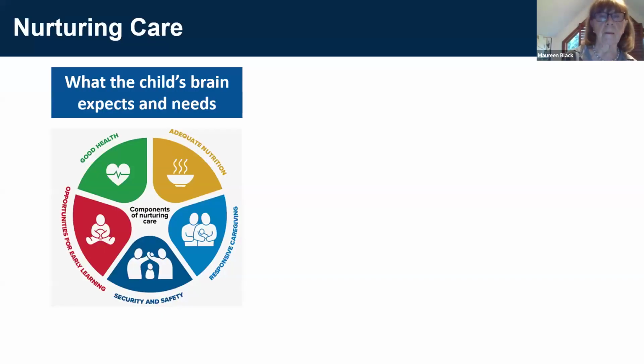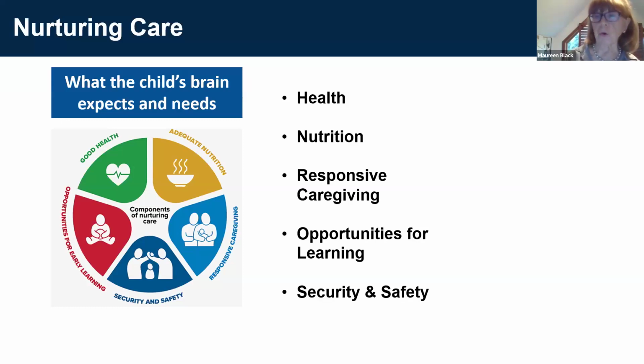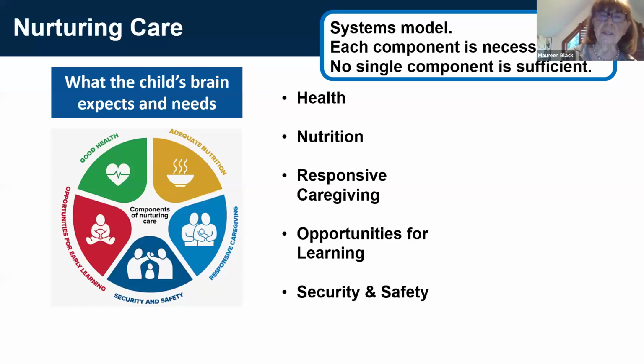Next. I'm going to talk a bit about nurturing care, which Andy mentioned in her introductions. So nurturing care, this is what every child's brain expects and needs. Next. Health. Next, nutrition. Next, responsive caregiving. Next, opportunities for learning. And next, security and safety. Okay, next. This is a systems model.